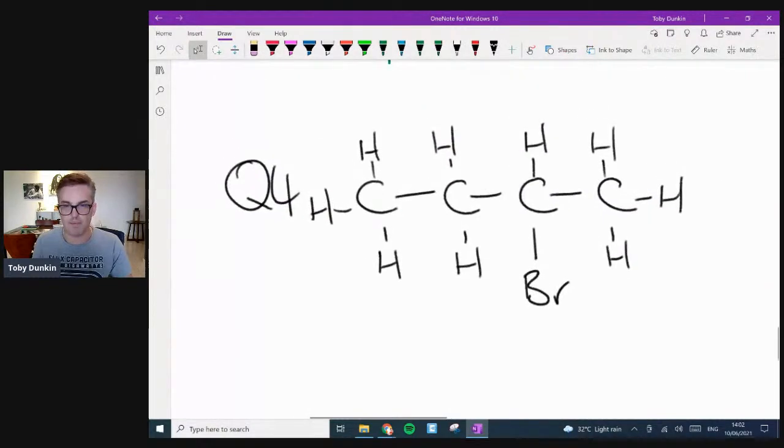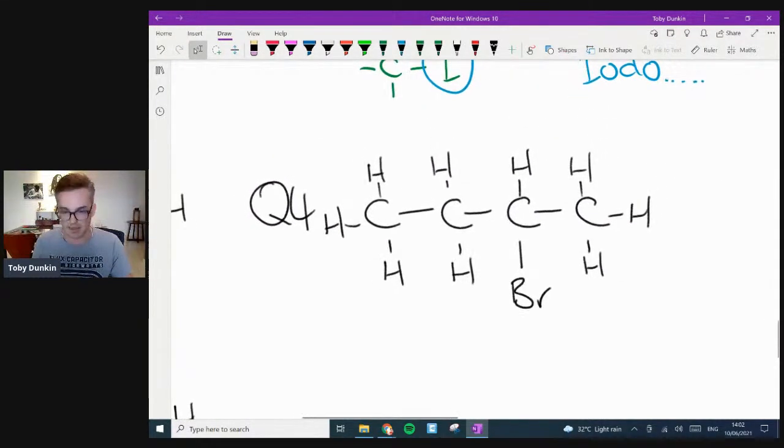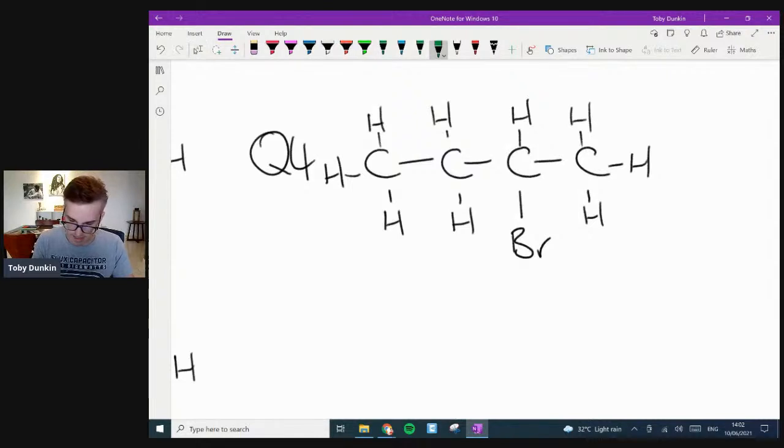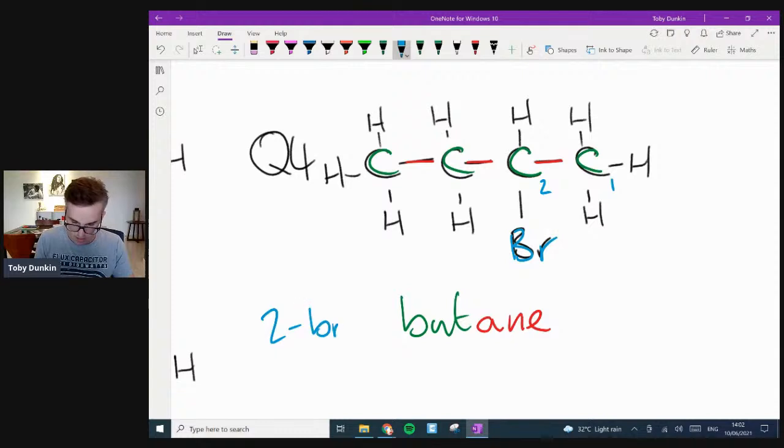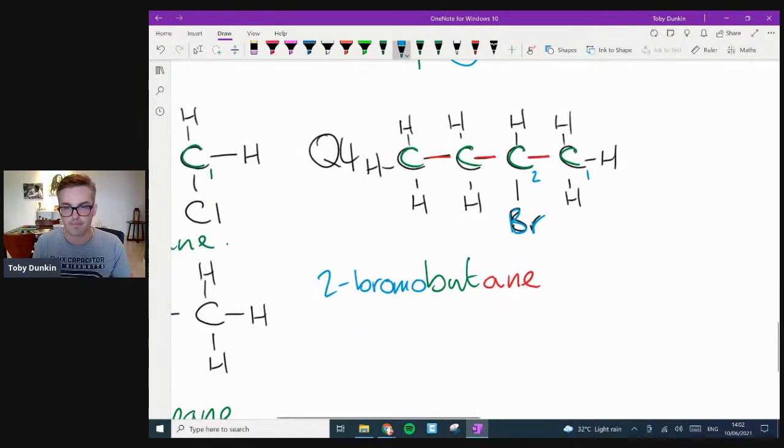Well done for those people giving me number 4 correctly. So this is now going to be 1, 2, 3, 4. This is a bute. And it is definitely an ane. Yeah, this is butane. But I've got a bromo on number 2. So 2 bromobutane. You don't separate any letters. Letters you don't separate, you just run them together.